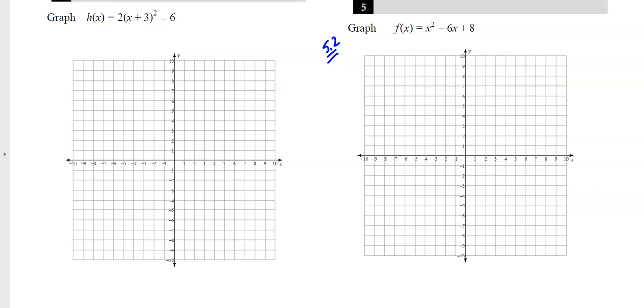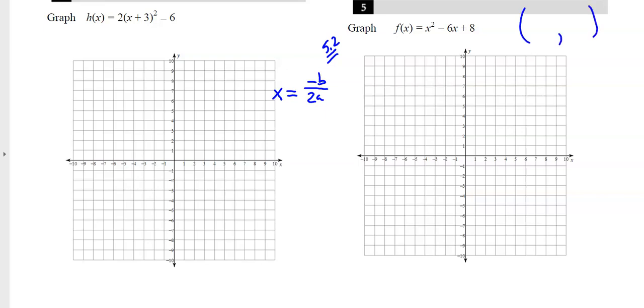So first thing you want to do is to try to get the vertex. So that's first and foremost. But to get the vertex, we need to find x. And x is always going to be the opposite of b over 2a. That's my line of symmetry. That's the x component of my vertex. So we're trying to get this first part.